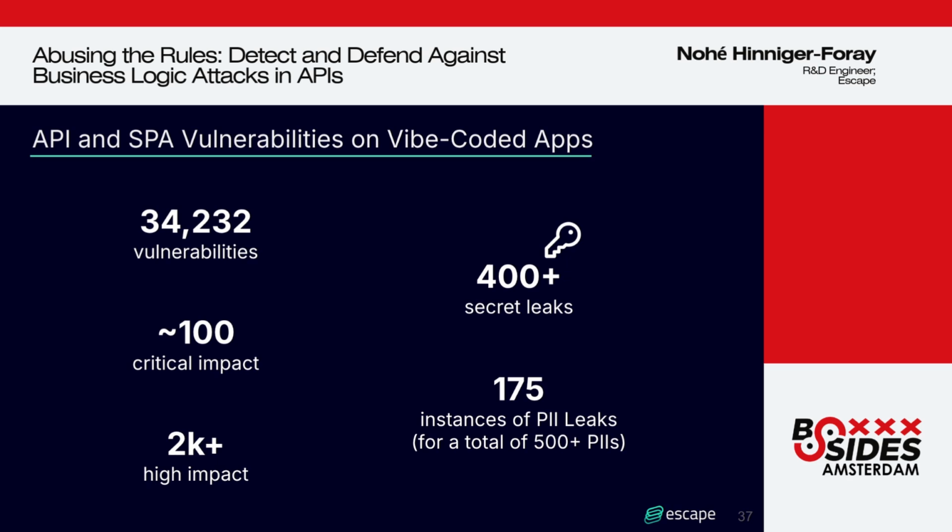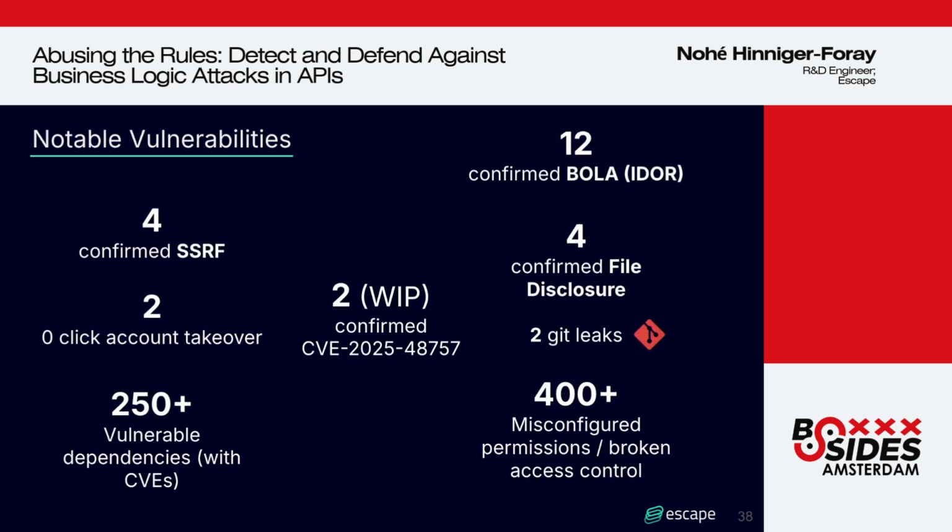Let me go a bit more in depth. For the vulnerabilities, on the high ones, we had SSRF, zero-click account takeover, about 250 dependencies vulnerable with CVEs. We reconfirmed the CVE that I mentioned earlier, so they did not fix it. And we also confirmed a lot of broken access. Some file disclosure, this was really interesting to find.